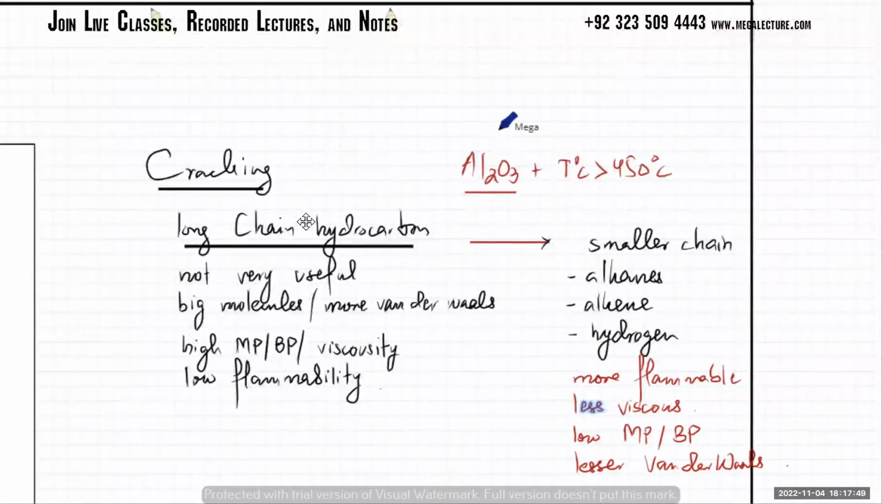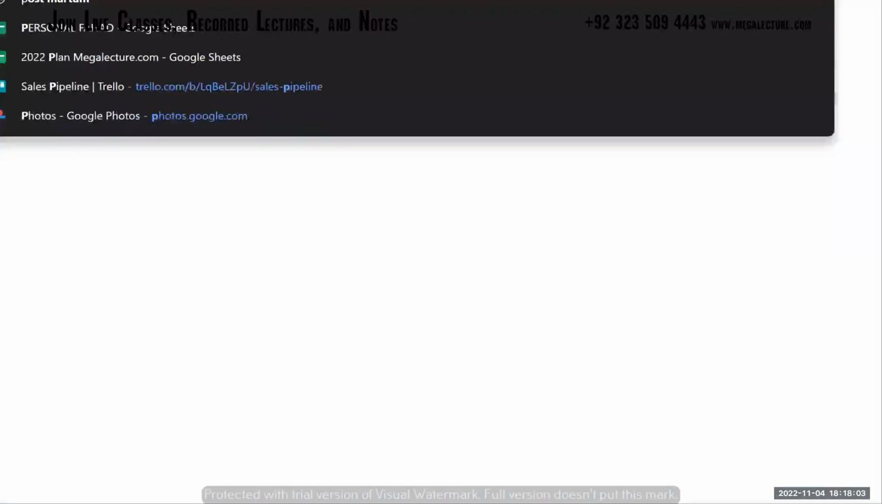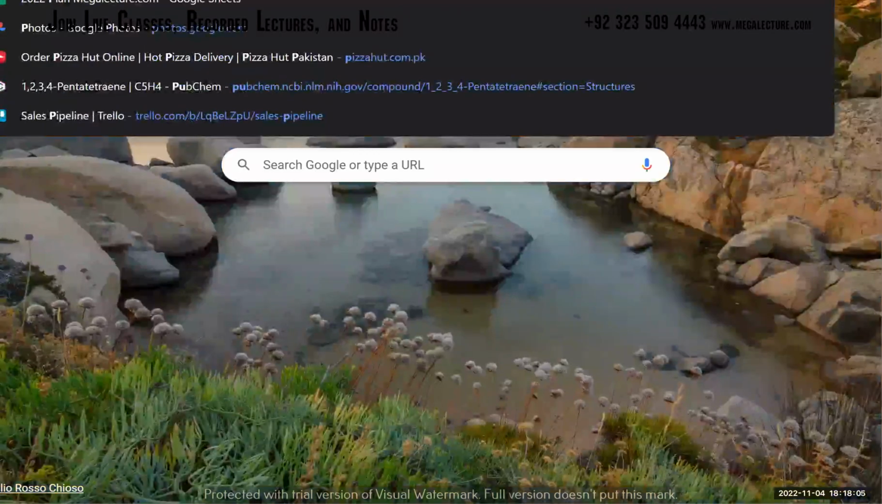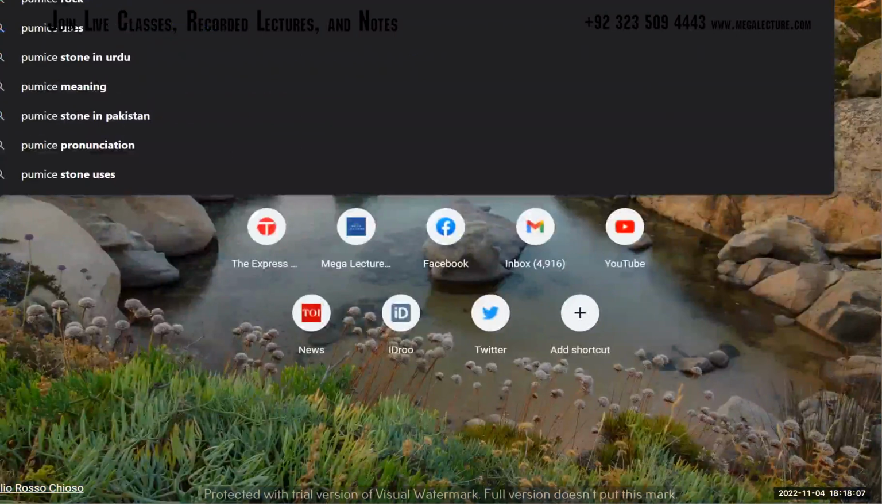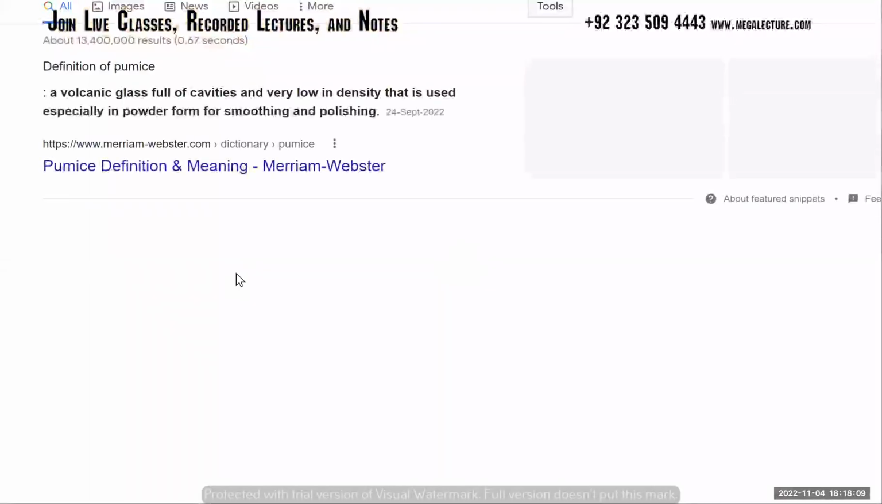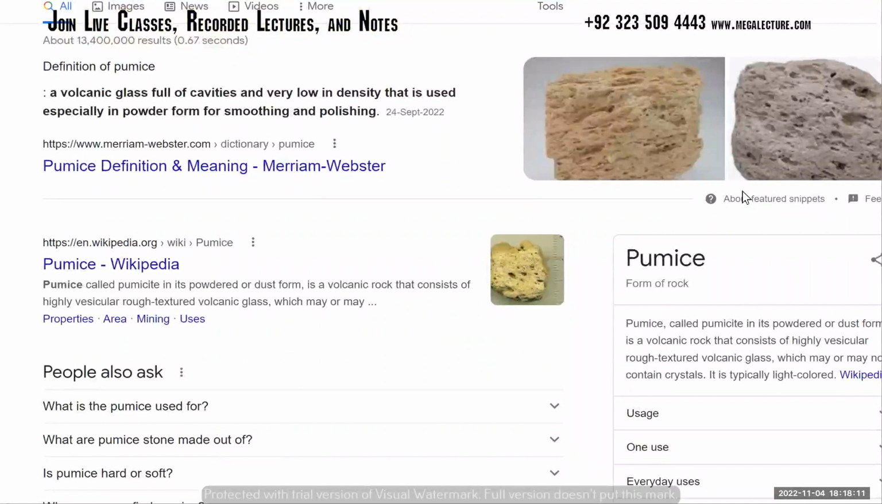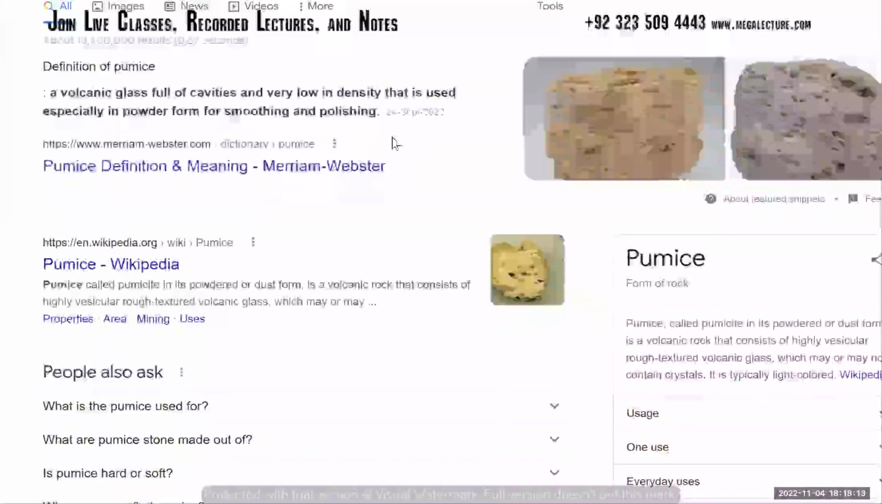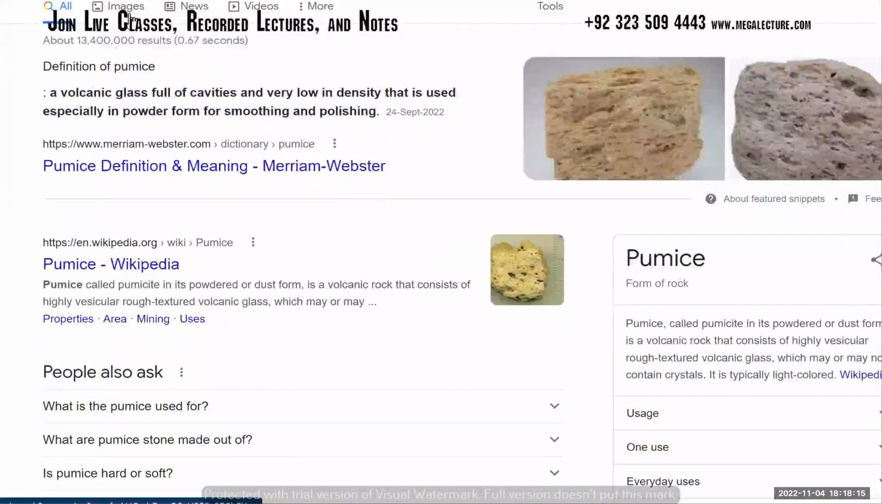Okay, so zeolites, pumice, these are all rocks that have a lot of Al2O3 in them. Pumice is often lying in people's bathrooms. People use it for skin. So pumice is something that's got a lot of Al2O3 in it.